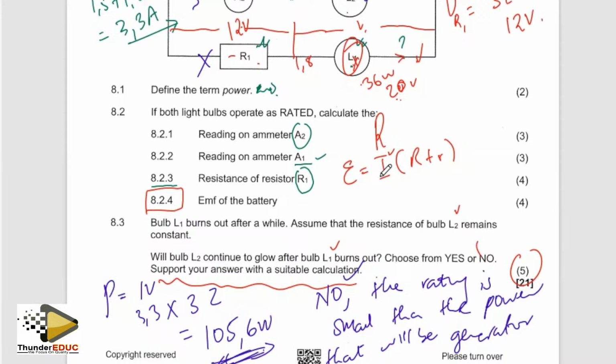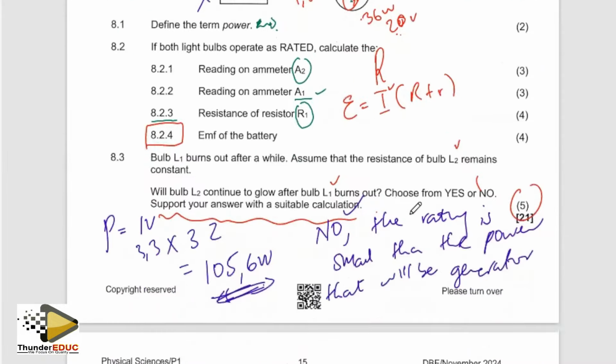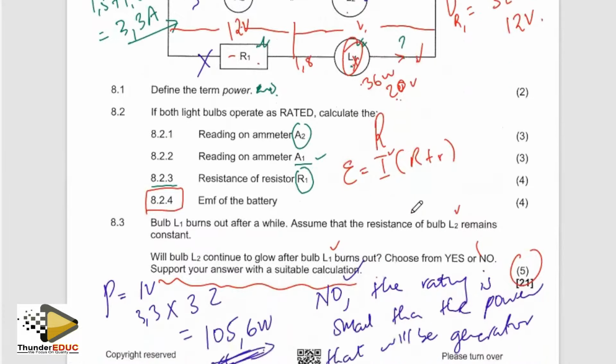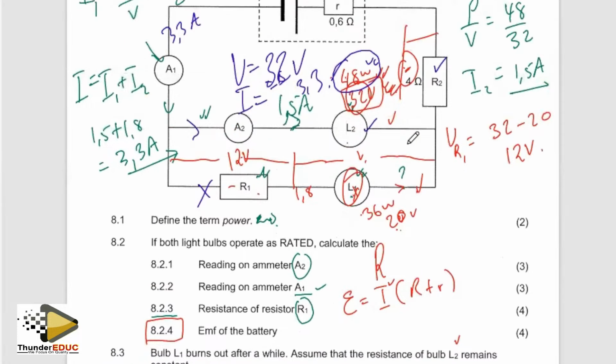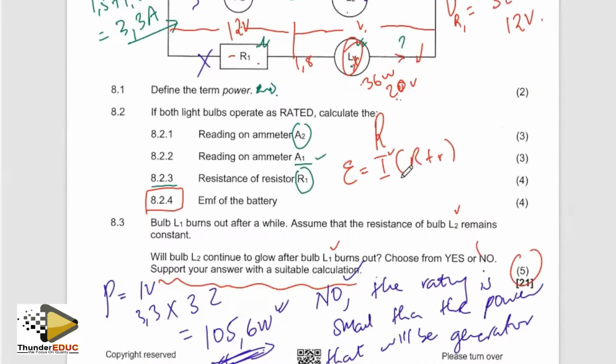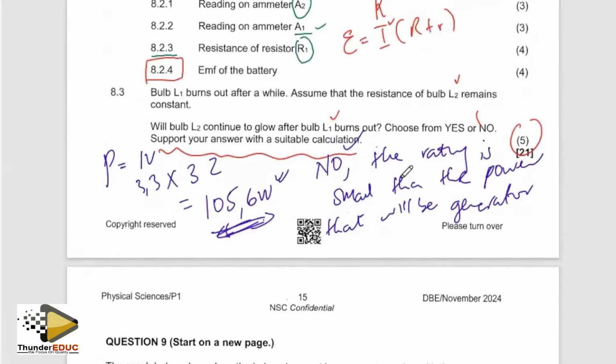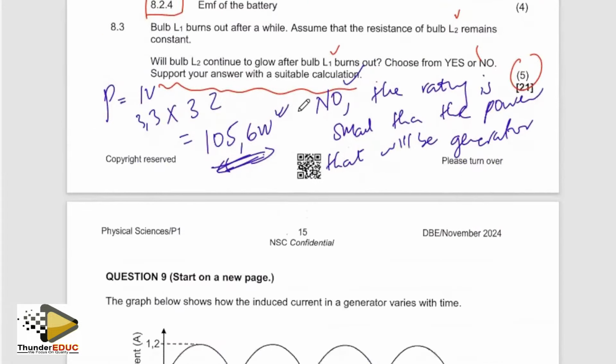Normally when these bulbs are made, they have specific ratings. So if we force the 105 watts, the filament is going to heat up so much that it will end up melting or burning out, and in that case there will be no light. That is how I would have approached 8.3. Overheating will cause the failure of the bulb. All right, so that is question number 8, which is our dear electricity.